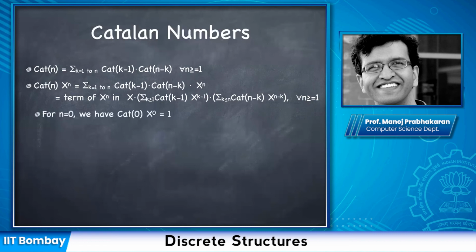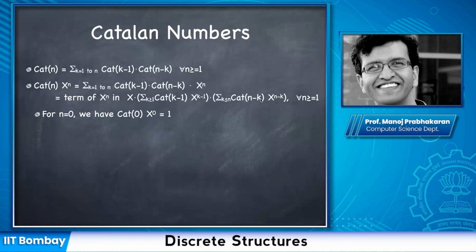But we can add that in separately. For n equal to 0, Cat 0 x to the power 0 is simply 1, because Cat 0 is 1 and there is no x term. Okay. So now the generating function is simply this thing added up for all n, but this quantity is already summing over all x to the power n. So all the terms for n greater than or equal to 1 are already accounted for here, and then you just need to add this.